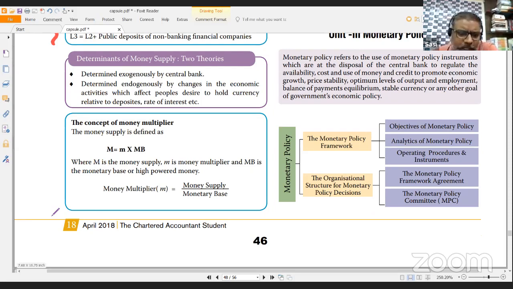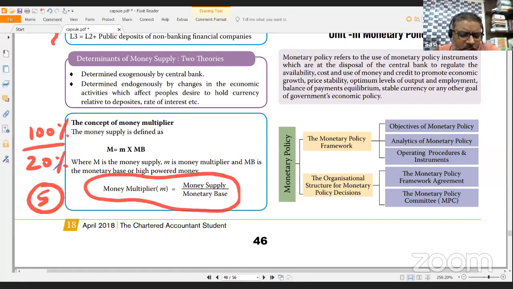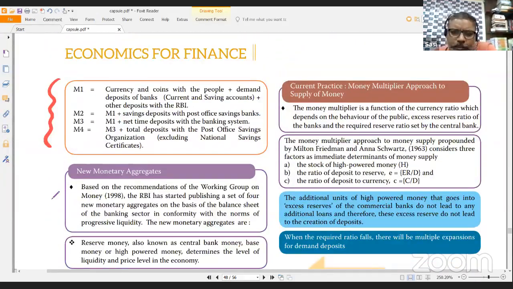Then, what is this money multiplier? Money multiplier is calculated like this: money supply divided by monetary base. In other words, if the monetary base increases by 20%, let us say, and the money supply itself increases by, let us say, 100%, then the money multiplier is 5. So not necessarily are the monetary base percentage increase and the money supply increase the same. Definitely the money supply will increase proportionately more than the increase in monetary base. But by how much? That is what the money multiplier approach tells us.